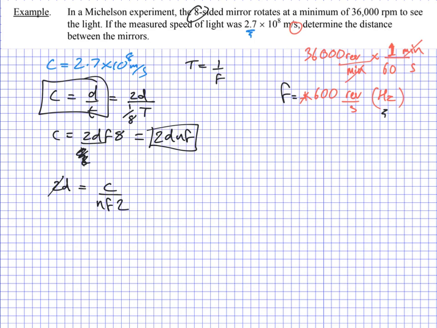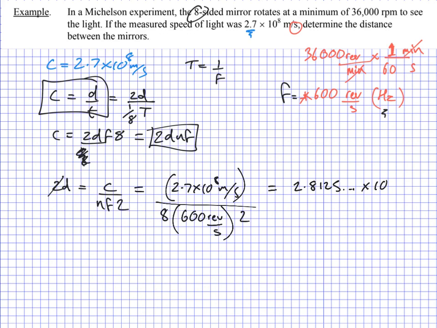If we put those values in and put that into your calculator, you're going to get 2.8125, a few other digits that we're going to ignore, times 10 to the 4. So that means, of course, actually let's go 28 kilometers. Okay, and that's 2 significant digits, which matches my question.